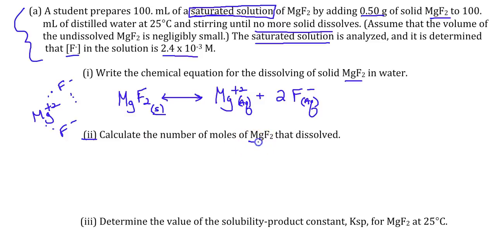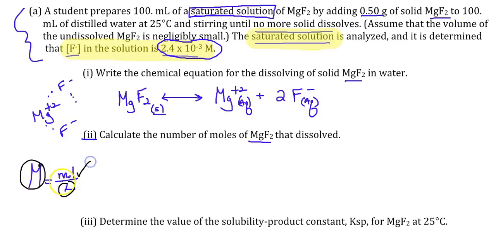Calculate the number of moles of MgF2 that dissolved. Well, they're telling me that I have a saturated solution at equilibrium, and that there is that much molarity in terms of F negative. So the concentration of the F negative is 2.4 times 10 to the negative 3. As we've done before, molarity is equal to moles over liter. So all I have to do is multiply molarity times liters and I solve for the number of moles. Sort of. There's some stoichiometry involved.